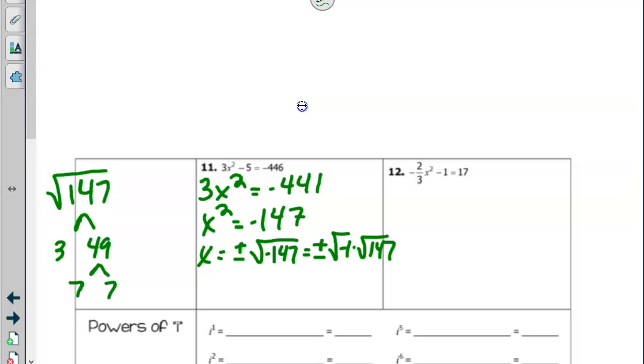If you did 7 and 21, then you would break down 21. You did the same thing. It's the same thing, right? So this would be 7 times the square root of 3. So now we're going to put that back in. If the square root of 147 is 7 square root of 3, what would my final answer look like? x equals plus minus 7i square root of 3. Perfect.